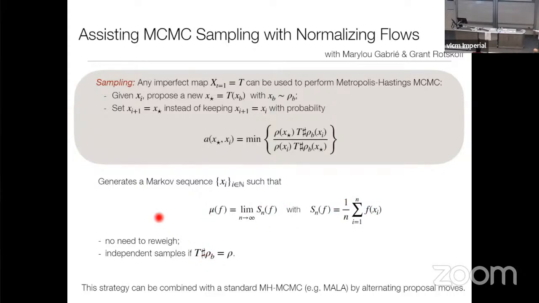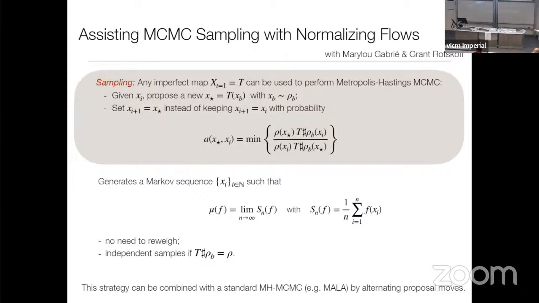There is no need to reweight, and you get independent samples if the map that you have constructed has the property that it pushes forward the base onto the target, right? And of course, you can combine these things with other Metropolis-Hastings. You're not obliged to only do this. You can, for example, use a more standard technique like the Metropolis-adjusted Langevin algorithm to create samples, then from time to time do a resampling step like this.